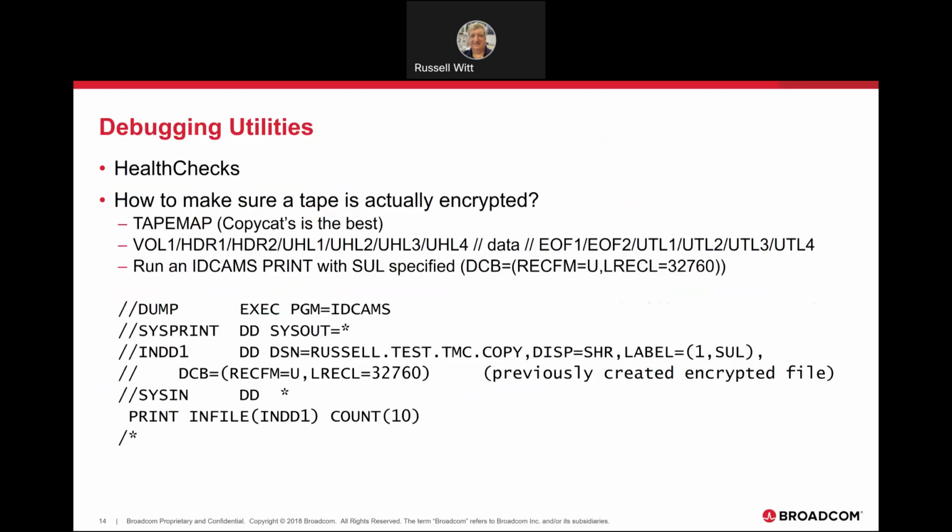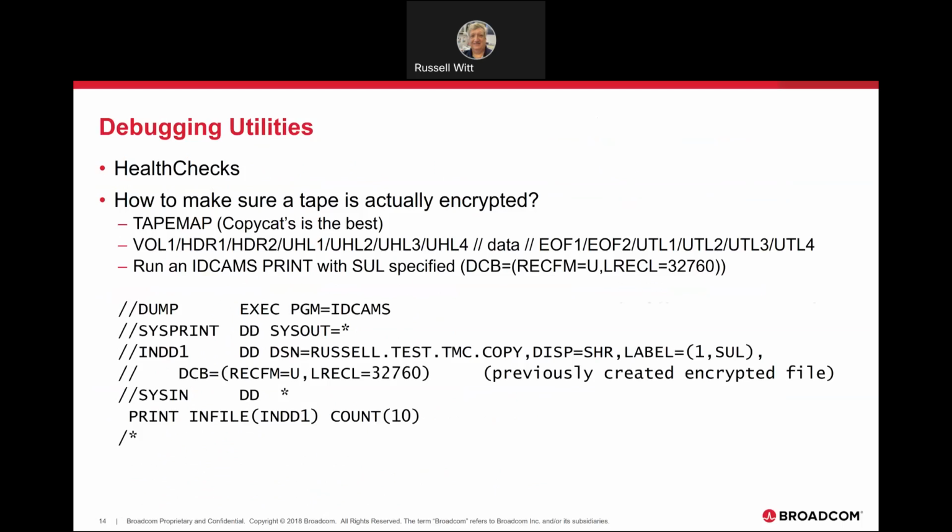Debugging utilities, the main one, of course, is the health checks. There are lots of new tape encryption health checks that are introduced when you start up the BES address space. And how can you make sure that tapes are actually being encrypted? The easiest way is to run a tape map. You can use the Copycat tape map that came with the product.